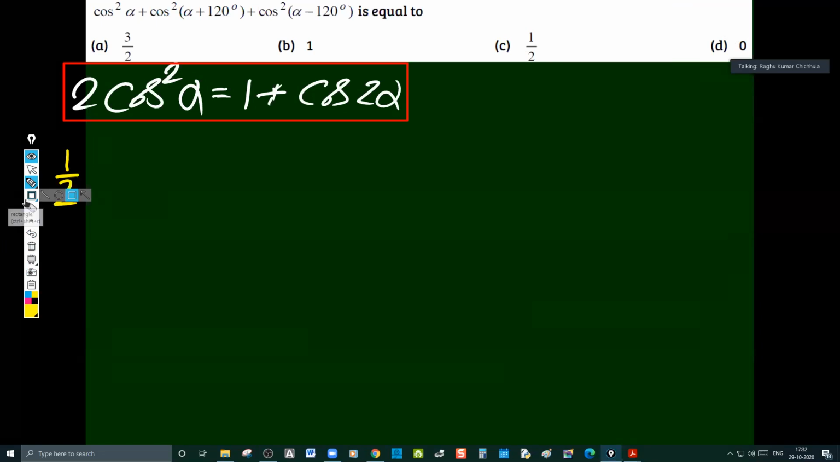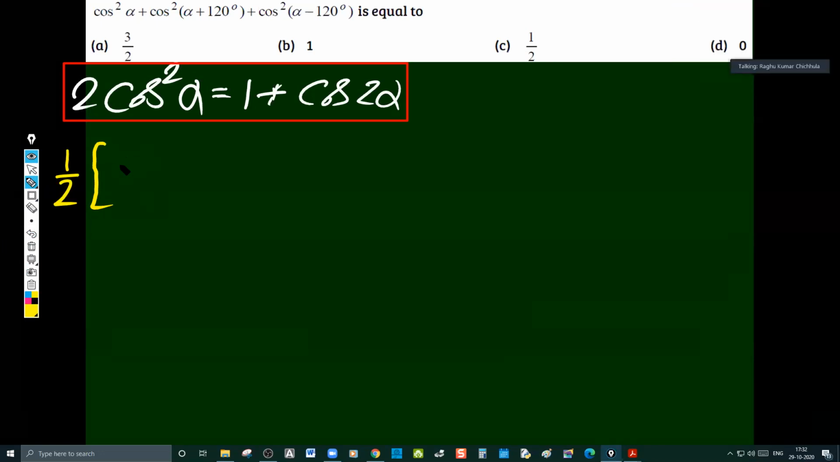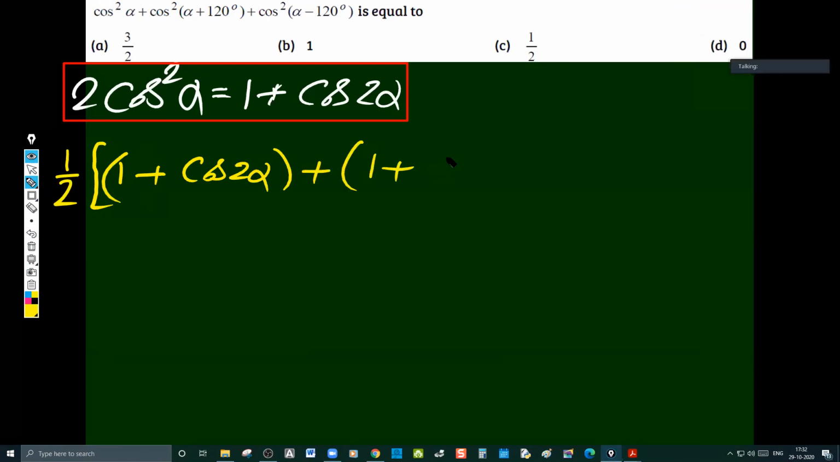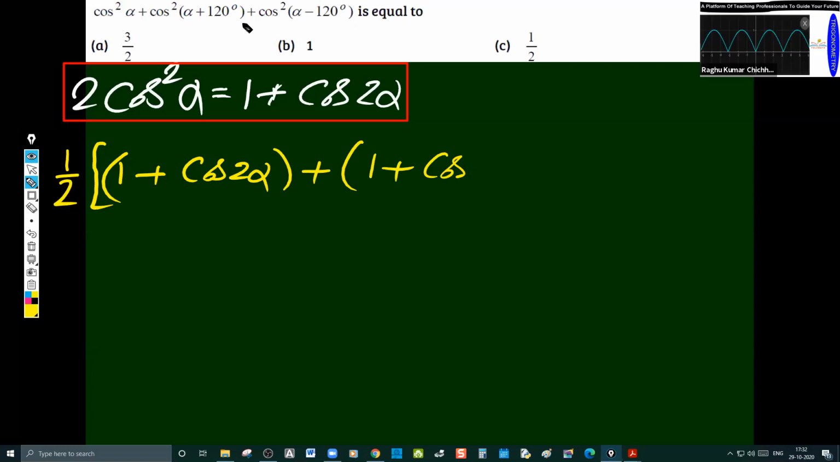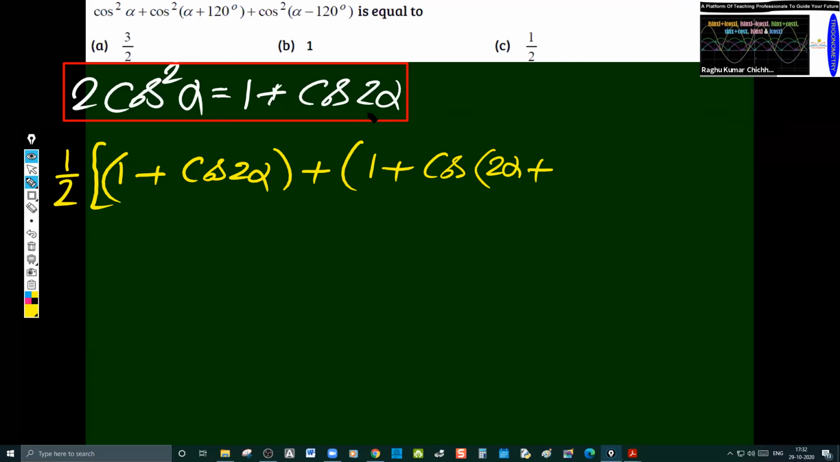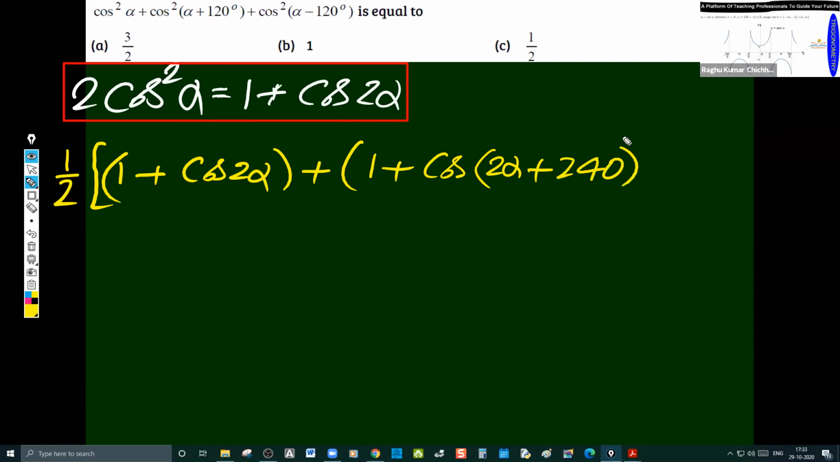Yeah. Now, do you tell me how to write the 2 cos square alpha? 1 plus cos 2 alpha. Yeah, tell me. Next. So this will be double of this. Sir, I didn't get it, sir. No, this is alpha is becoming 2 alpha. Now here, in place of alpha, double it. What I'm saying. So it will be 2 alpha plus 240. Correct.